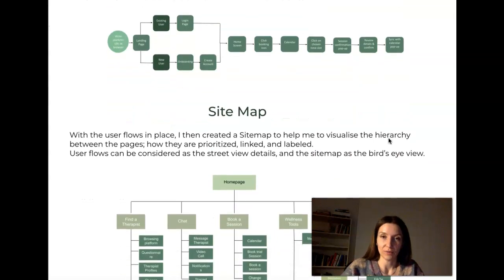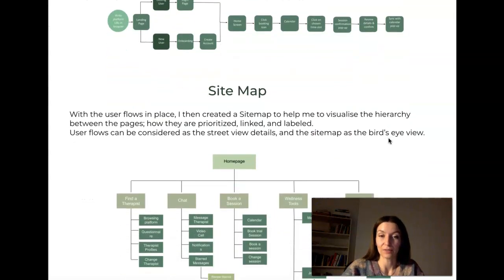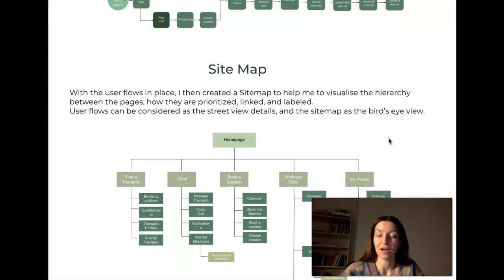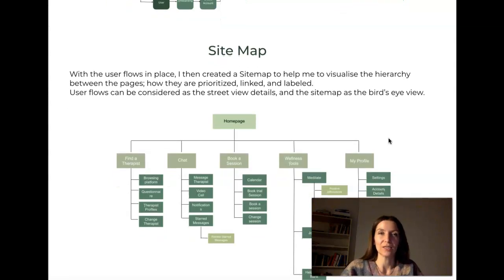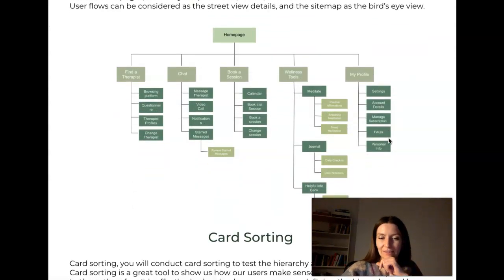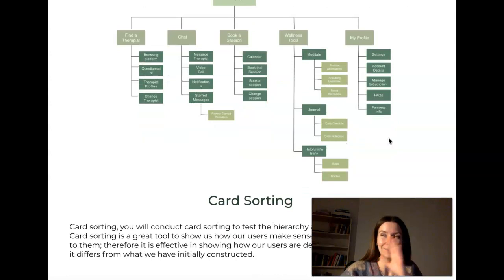So after I had my 3 user flows developed, I developed a sitemap. So this would help me to visualize the hierarchy rather than the flow between the pages, how the pages are prioritized, linked and labeled. So really how I understand it is that user flows are street view details and the sitemaps are bird's eye views. And once I had this in place, I understood the foundational structure of my app.